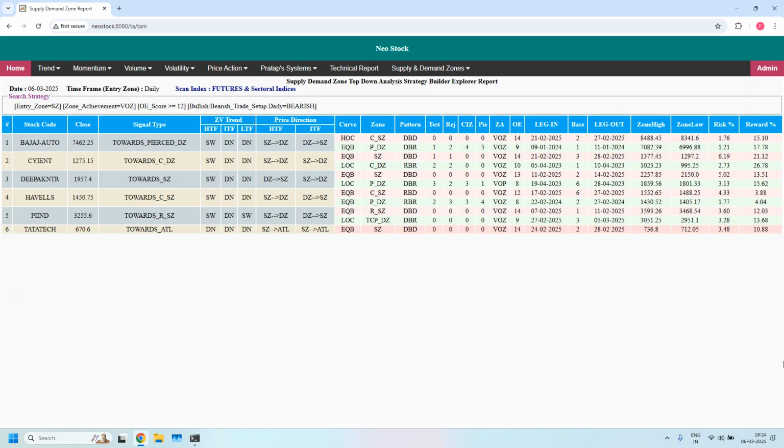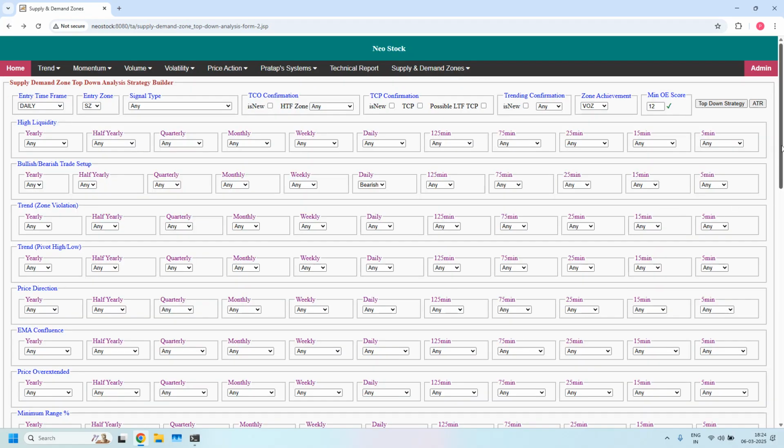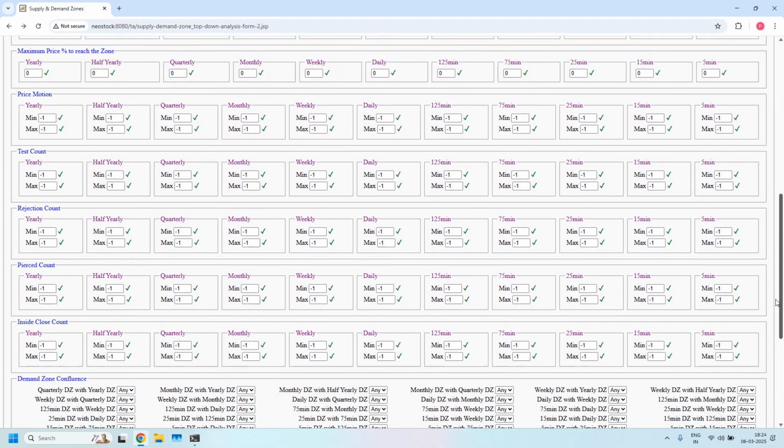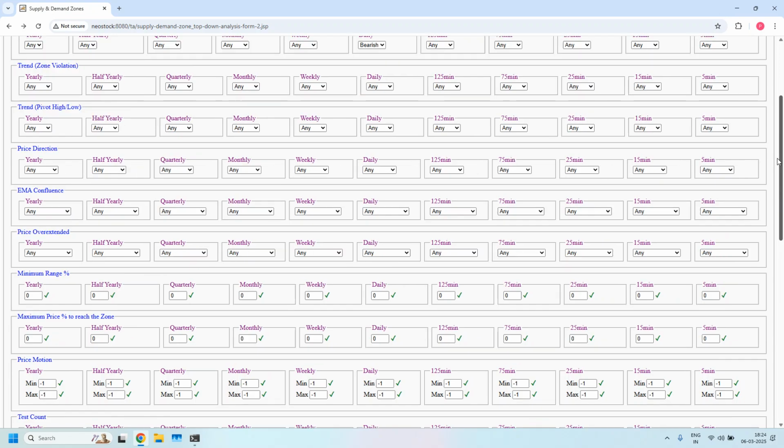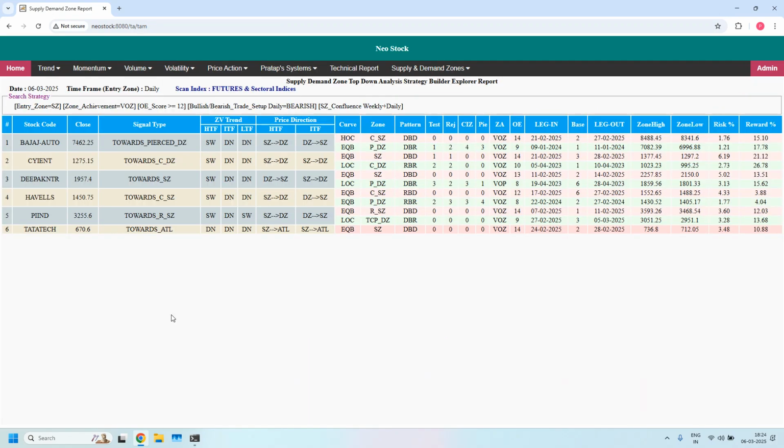Currently, these 6 stocks are supporting bearish trade setup for monthly income trade. And entry time frame zones are daily supply zones. All these are daily supply zones. So out of these 6 daily supply zones, how many are having ITF supply zone confluence? Let's verify. That is a daily supply zone with weekly supply zone confluence. So I am enabling the filter. With this filter, out of 6 stocks, we got all the 6.